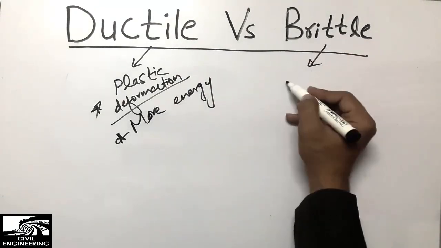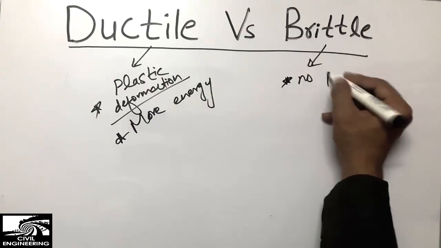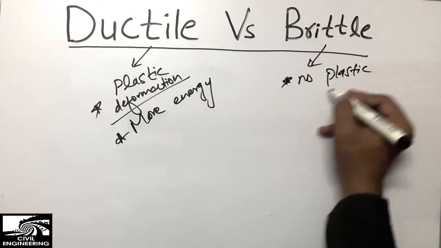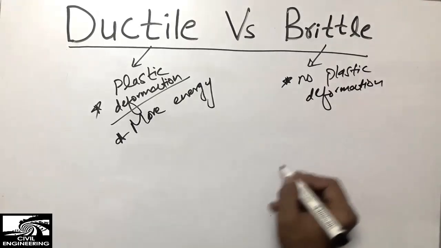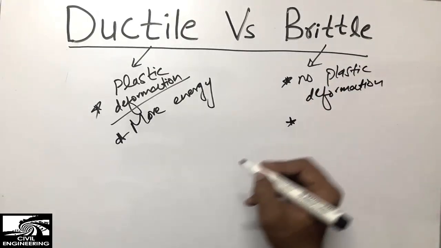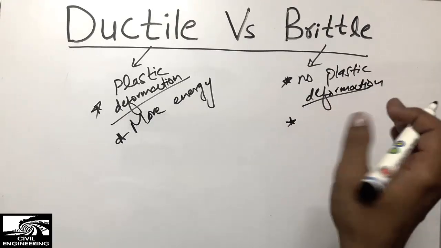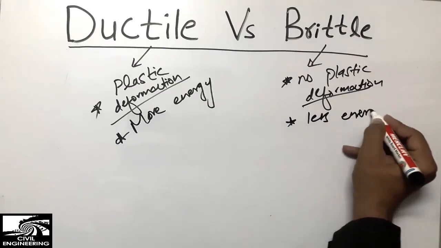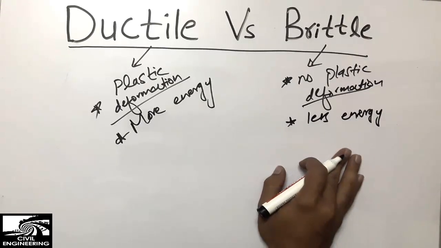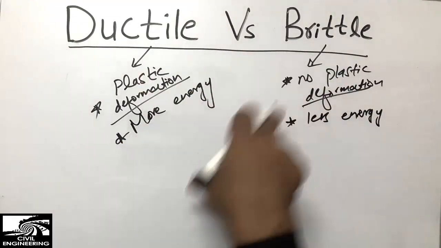While the brittle materials are those which have less or no plastic deformation stage. No or very little plastic deformation stage in brittle material. And the second is it doesn't absorb high energy, less energy I can say. It stores very little energy. So this was the definition of ductile material and brittle material.